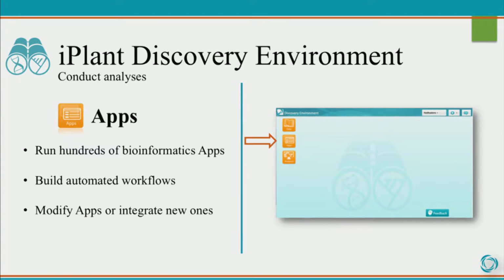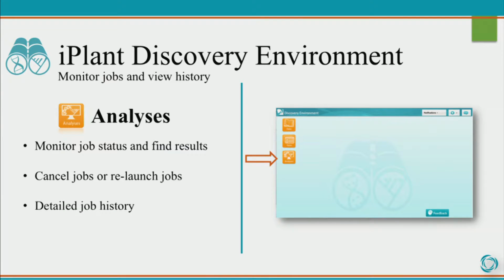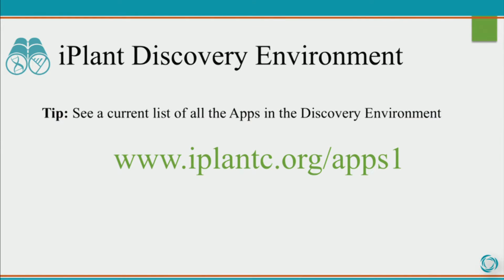The next two features we're going to cover are the applications under the apps menu, where there are several hundred applications. You can also build automated workflows or add or integrate new applications. Unfortunately, we're not going to build a workflow or integrate a new application today. And also analyses, where we can see the status of our jobs, and also retrieve some of the history and the metadata from previous jobs that we've executed. If you want to see a listing of the applications currently within the discovery environment, this link contains it, but we'll also, towards the end, talk about where you can go to see that information.